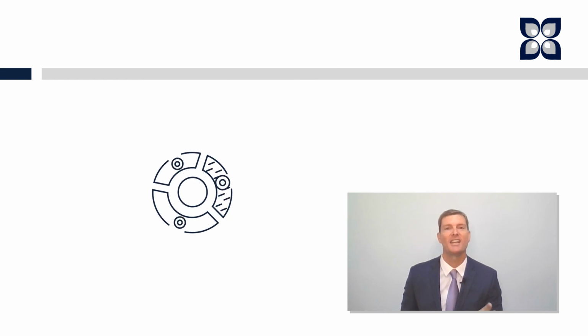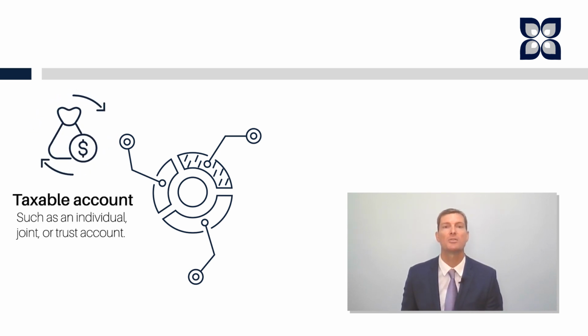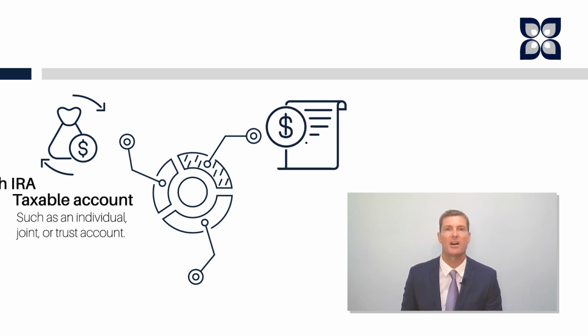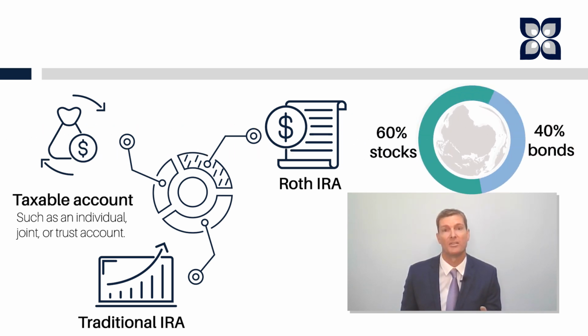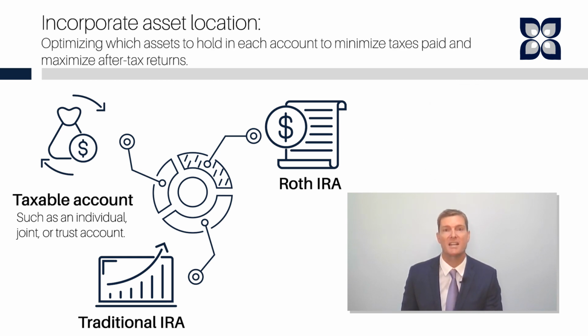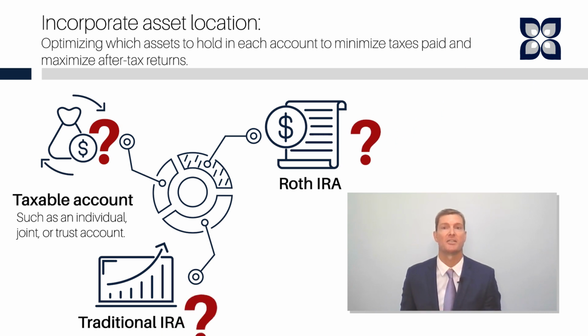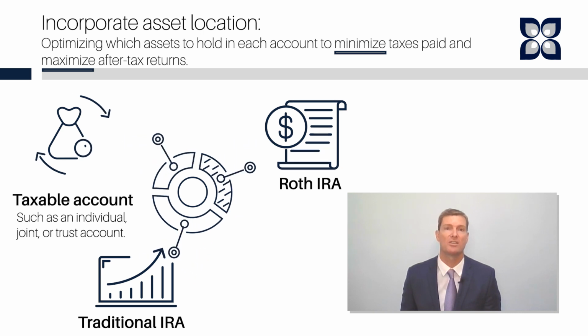Let's say you have 3 investment accounts within your broad investment portfolio. The first is a taxable account, such as an individual, joint, or trust account. The second is a Roth IRA, and the third account is a traditional IRA. Within the scope of this broad portfolio, which might have an overall target allocation of, say, 60% stocks and 40% bonds, we can incorporate asset location by optimizing which assets we choose to hold and in which accounts to help minimize taxes paid and maximize after-tax returns.